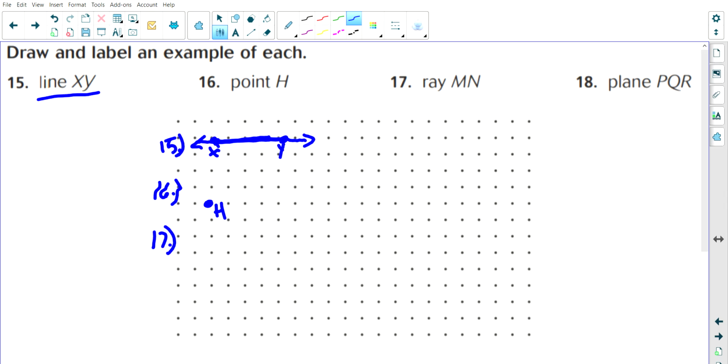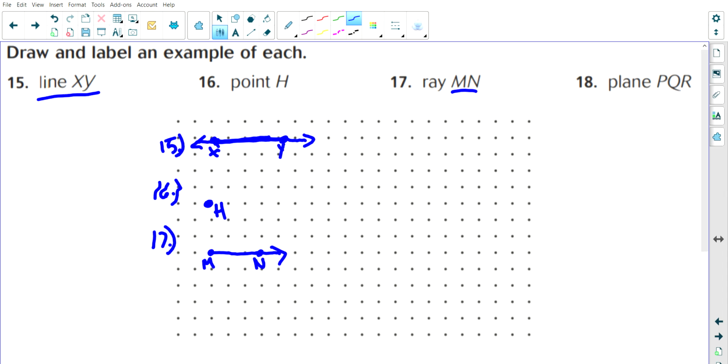So again, it needs to have the points M and N. So go ahead and do those first. Label the points M and N. Now a ray continues in one direction forever. So go ahead and continue it past point N and draw an arrow at the end, but do not do that at M. A ray only continues in one direction.